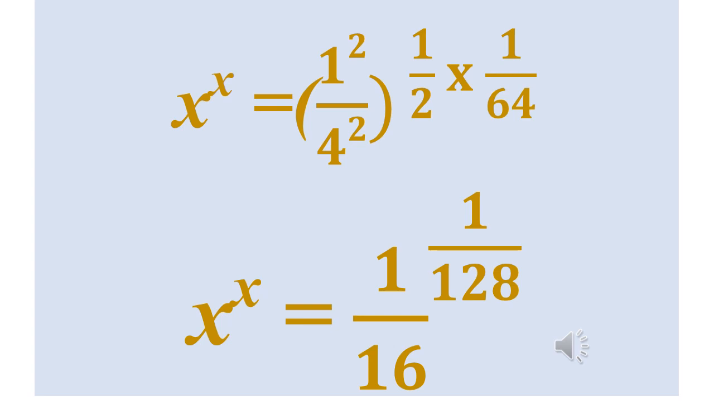If we simplify the left side, we have 1 squared over 4 squared. We give the square to both the numerator and denominator, then all raised to power 1 over 2 times 1 over 64. So what we have there is x raised to power x equals 1 squared is 1, 4 squared is 16, and 1 times 1 over 2 times 64 is 1 over 128. So we have x raised to power x equals 1 over 16 all raised to power 1 over 128.